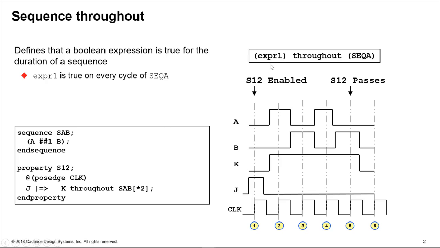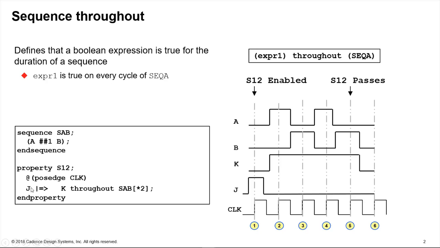So what this is saying is this expression shown here, containing throughout and operands on each side, is deemed to have succeeded if some expression one is true throughout the completion of the sequence called seq A. So expression one is a Boolean. So basically we're saying is a Boolean true throughout the completion of a sequence.